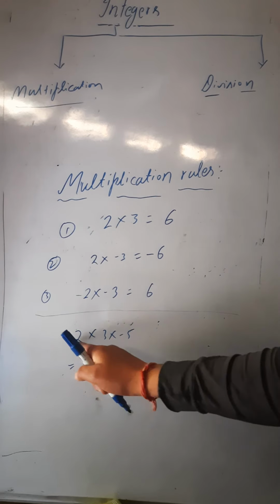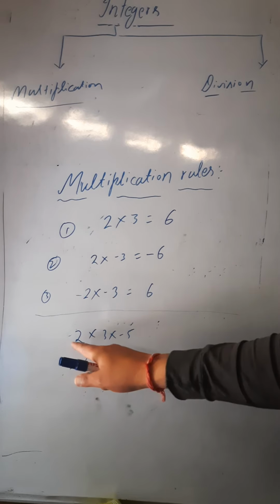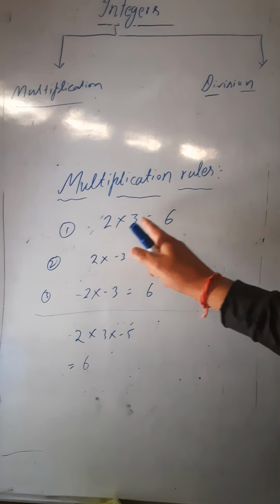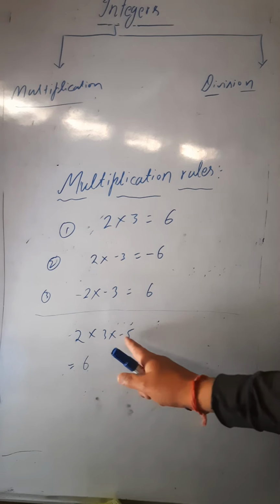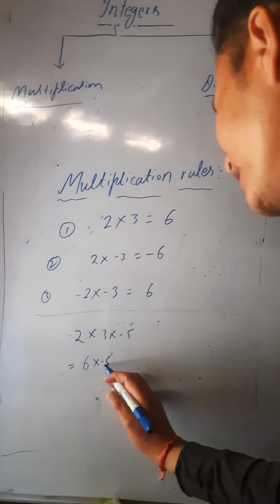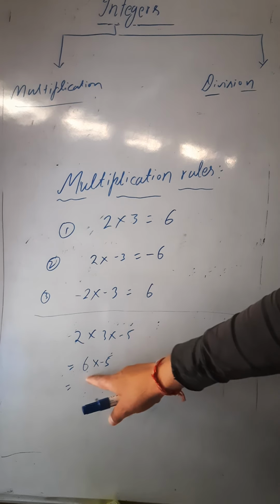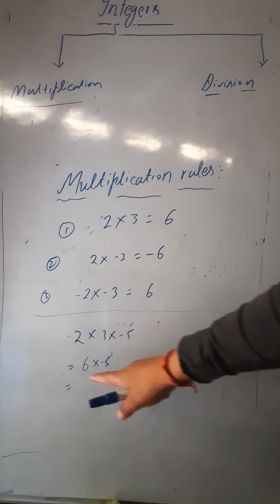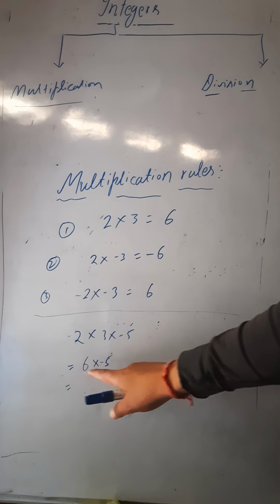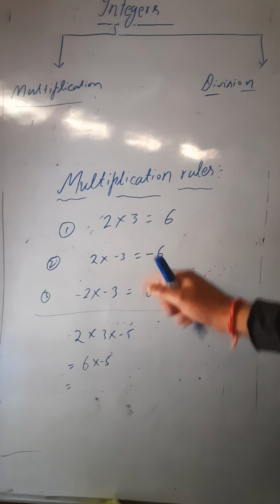Now look here, both are positive. The sign of 2 is plus, the sign of 3 is also plus. So when both the integers are positive, the sign is again positive: 2 times 3 is 6. So what is left now here? Minus 5 is left. Now again you have two integers, one is 6, one is 5, but one is a positive integer and this one is a negative integer. So when positive and negative integers are multiplying, the sign is negative.